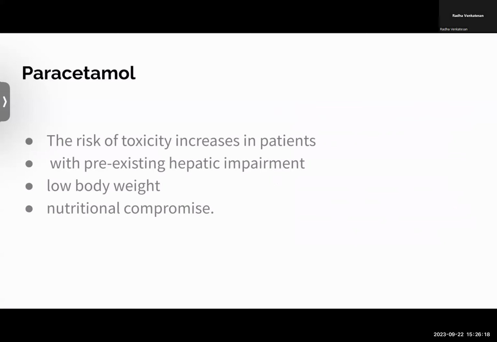The risk of toxicity with paracetamol increases in patients with pre-existing hepatic impairment, low body weight, or nutritional compromise. So generally paracetamol is safe. You're thinking like that, but you're not aware of any of these. Someone is only weighing 30 kilograms. You give 4 grams per day, that is, you're inviting trouble and problems with open arms.